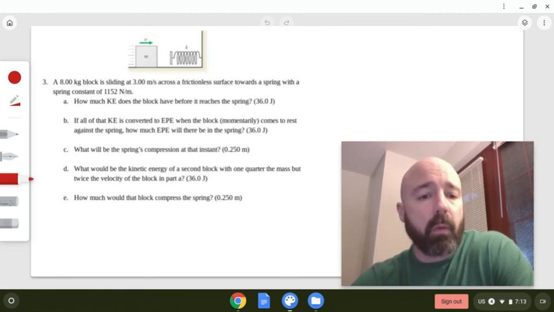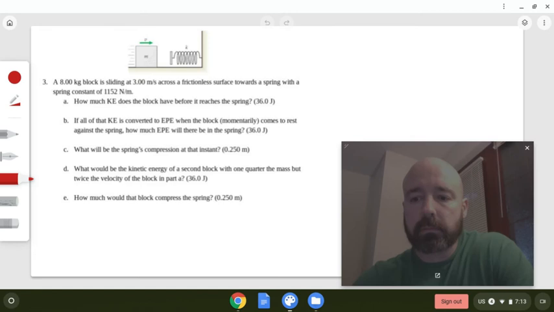Fourth, what would be the kinetic energy of a second block? So an entirely different block with 1/4 the mass of the first block, but twice the velocity. And then finally, how much would that block compress the spring? So let's take a look at this.